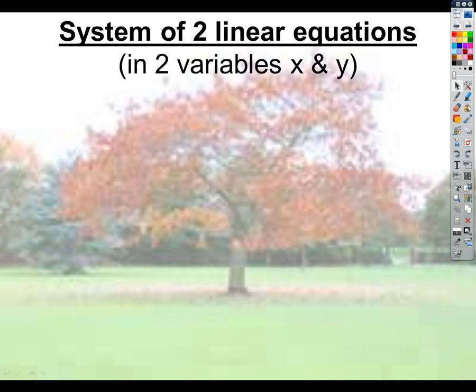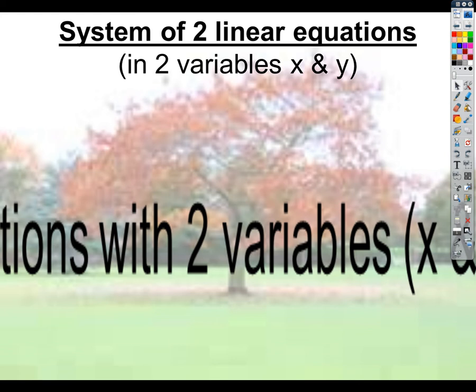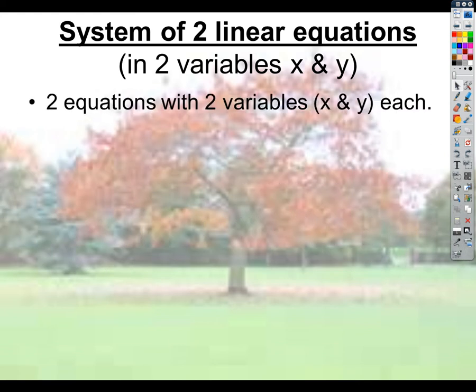So, systems of two linear equations in two variables. We'll just use x and y. So here's what a system is. It's just two equations taken together. So it looks like this. Now we've got two linear equations here. They might be written in slope-intercept form, y equals mx plus b, but they might not.